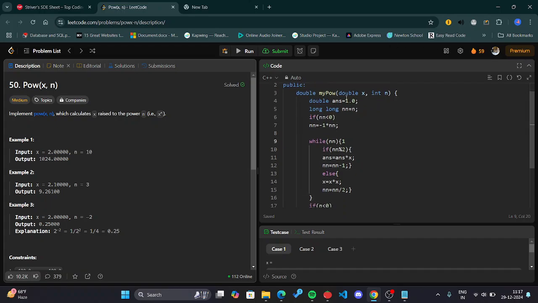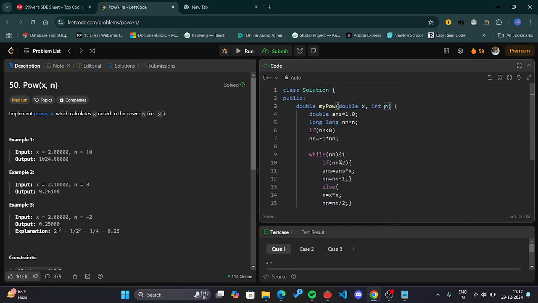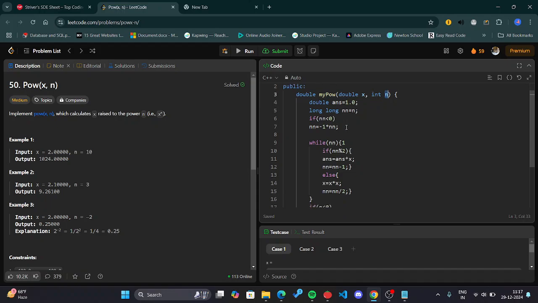Of course we are going to do multiplication here, so we have to take the answer as 1, right? We cannot take 0. Anything multiplied with 0 is always 0. Therefore answer is equal to 1. And with long, we are not going to take any risk, therefore long nn is equal to n. If the power is negative, this nn is the new power here, which I have converted from n into long.